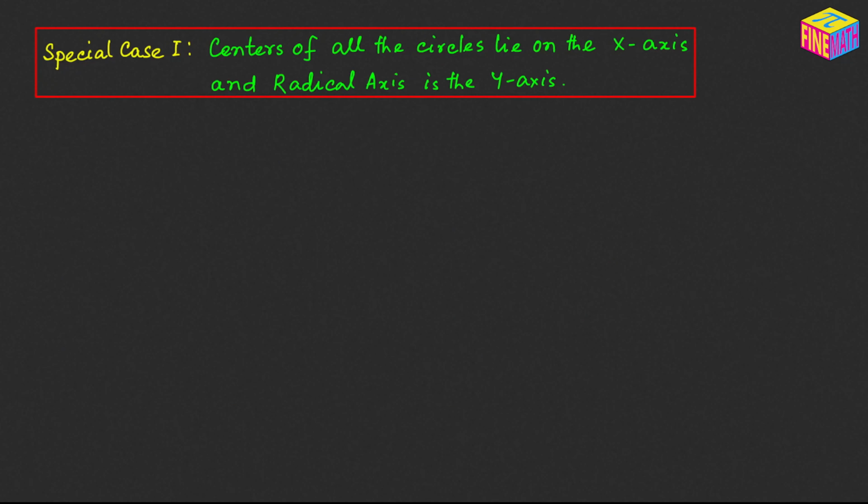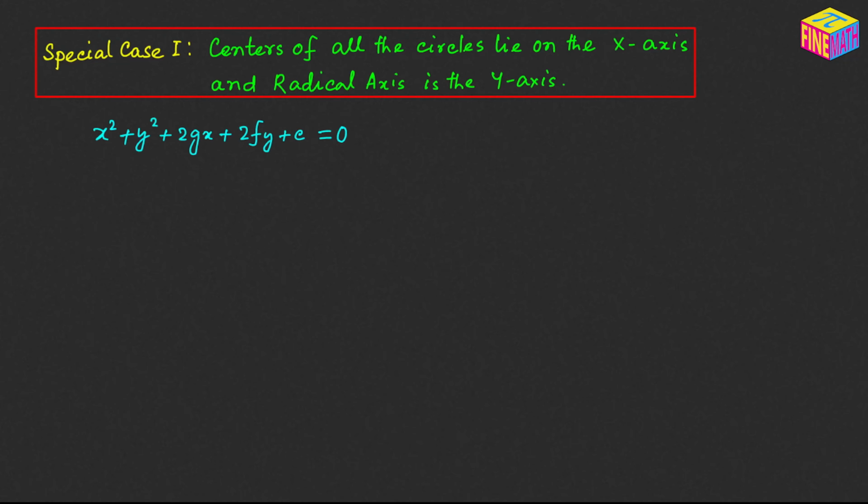Let's talk about the first special case. This is a system of coaxial circles where the centers of all the circles lie on the x-axis and the radical axis is the y-axis. In that case, what would be the general equation of this system of coaxial circles? We know that the general equation of a circle is like this.